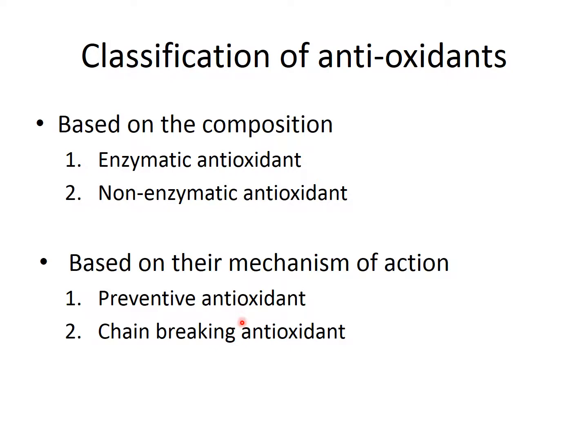Preventive antioxidants are antioxidants that come into effect as soon as the free radical is generated, and they do not allow the free radicals or the oxidants to propagate. Chain breaking antioxidants prevent the further progression of free radicals. That means the free radical has already started its chain reaction by propagating and damaging the lipid molecule. These chain breaking antioxidants come into place at that particular stage of the reaction, not allowing the free radical to carry on its effect. Okay, let's move on to the next slide.